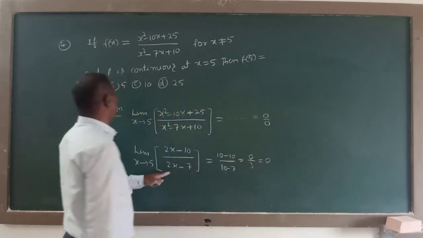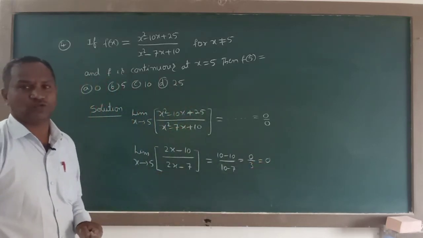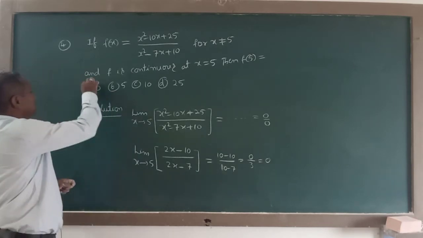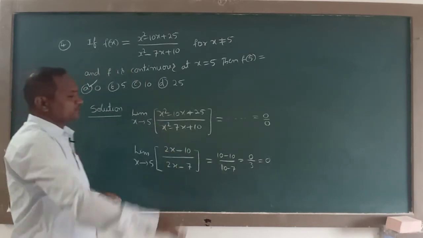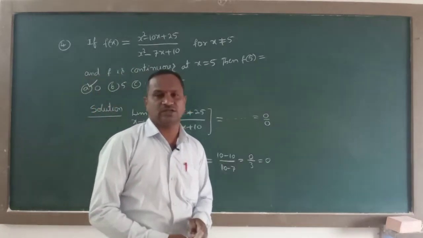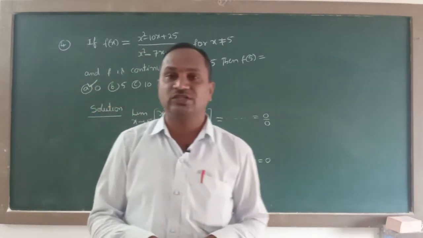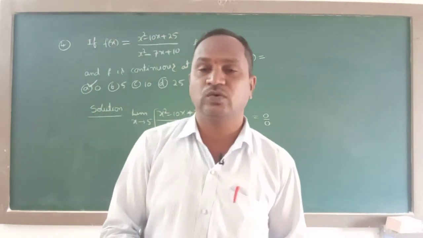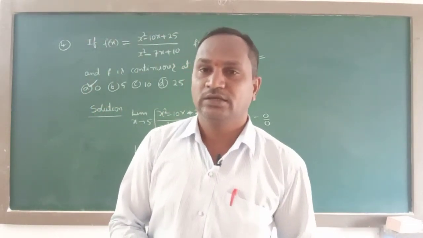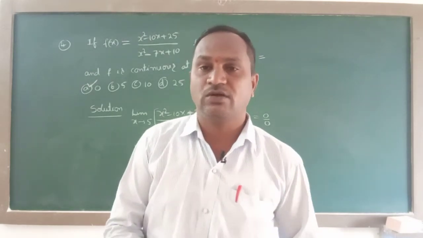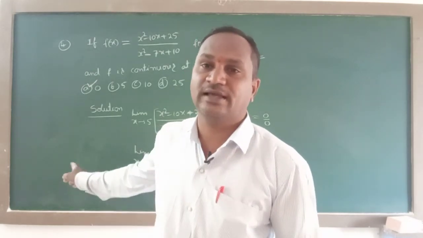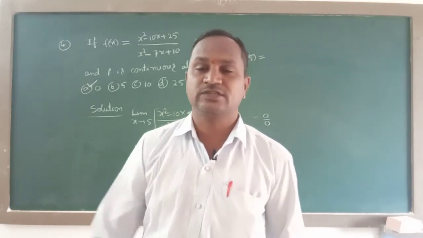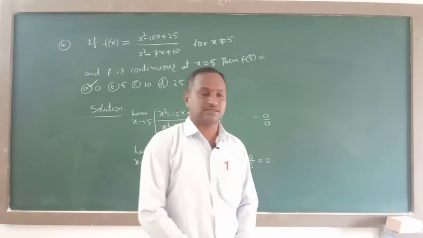If we get 0, no problem, but we should not get 0 by 0 form. 0 is also a real number. That's why we got 0 here, and 0 is allotted to the first option. So the first option is the correct option for this question. Now let us solve another question.